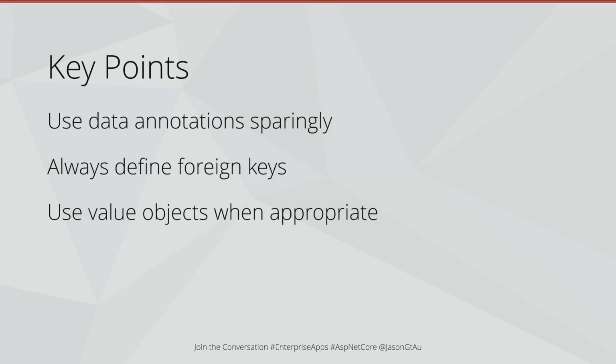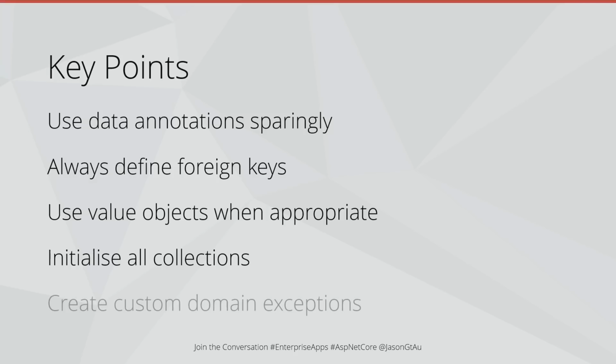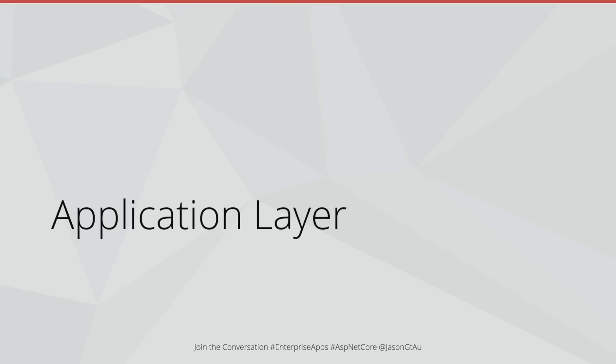Use value objects where appropriate, and consider if you're using a primitive type, if that is the best use of that primitive type, because a postcode is not really an integer. It has some very specific properties about it. Initialize all collections, maybe consider removing the setter or at least setting it to private, and create custom domain exceptions where appropriate.